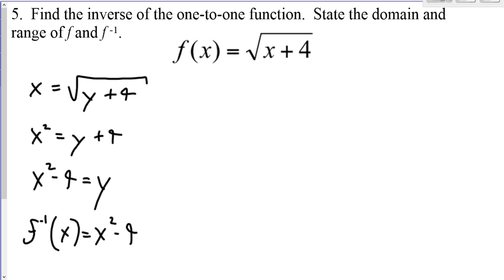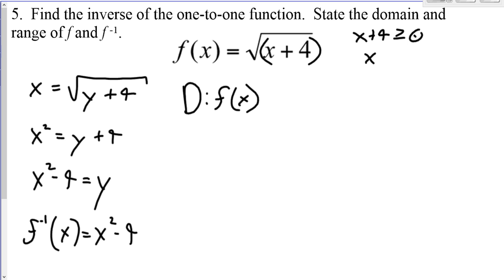So first thing I want to do is state my domain for f of x. I have to remember that this value can't be negative. So I have to have x plus 4 greater than or equal to 0, so x has to be greater than or equal to negative 4. So my domain for f of x is for all real x's such that x is greater than or equal to negative 4. With the square root, I don't have a plus and minus in front here, so I know it's got to always be positive as my output.